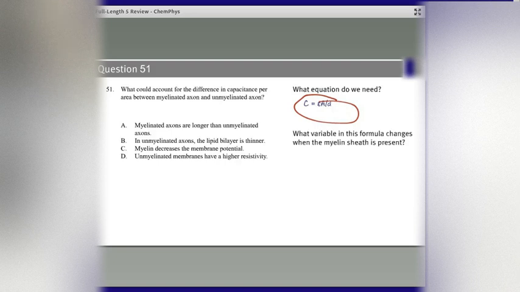Okay, well, it's going to decrease it. So if you really look at the questions, myelinated axons are longer than unmyelinated axons. In unmyelinated axons, the lipid bilayer is thinner. Myelin decreases the membrane potential, and unmyelinated membranes have a higher resistivity. Well, D, not necessarily. They're both relatively the same. C, a decrease in membrane potential would increase the capacitance. That doesn't make any sense. So just based off of common knowledge, I can go to B.